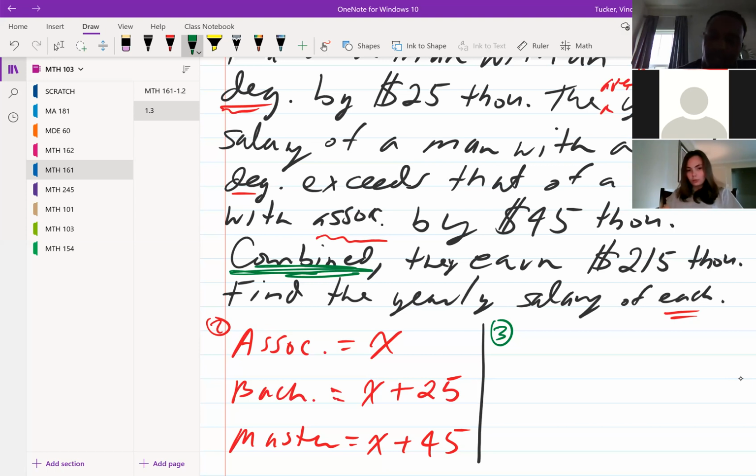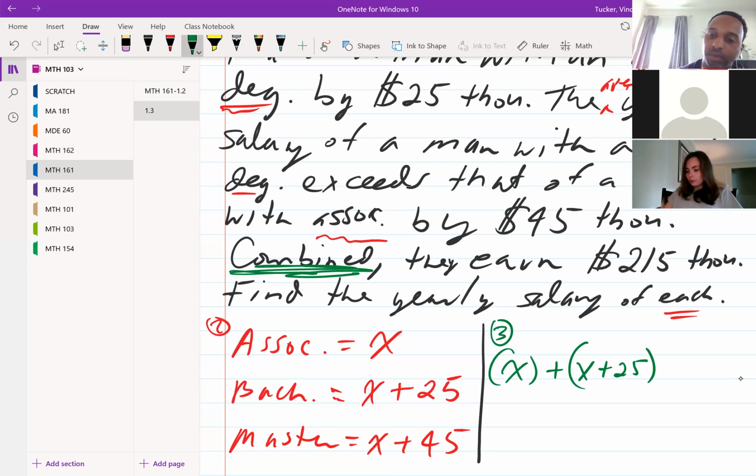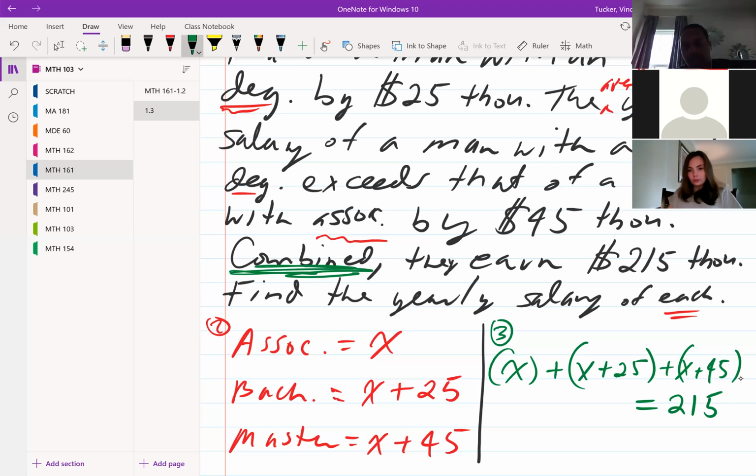So that means I will take each one of their amounts. You have x plus x plus 25, plus x plus 45. I did run out of room, but you set that equal to 215. So before I look to solve this equation, I put parentheses there just to signify each piece. We had 3 different pieces, so that's why I have my parentheses around it, but we really don't need the parentheses.